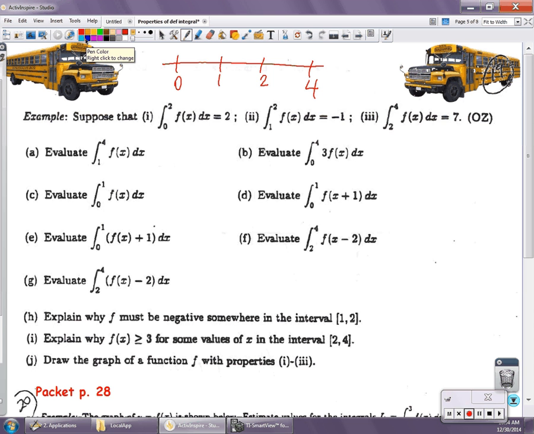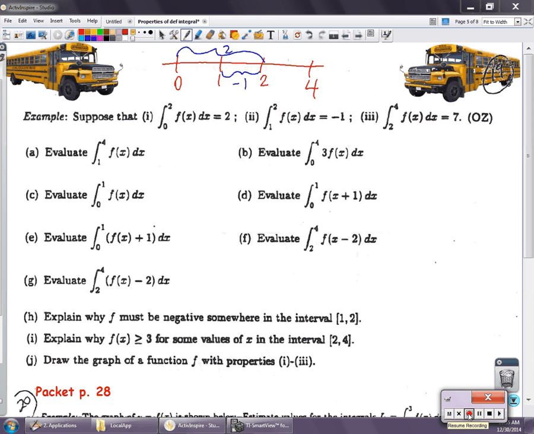The net area from 0 to 2 is 2. So I'm going to put that on my number line. The net area from 1 to 2 of f of x is negative 1. And I put my negatives below just to remind me that they're negative. So that's from 1 to 2. And then the area from 2 to 4 is 7.